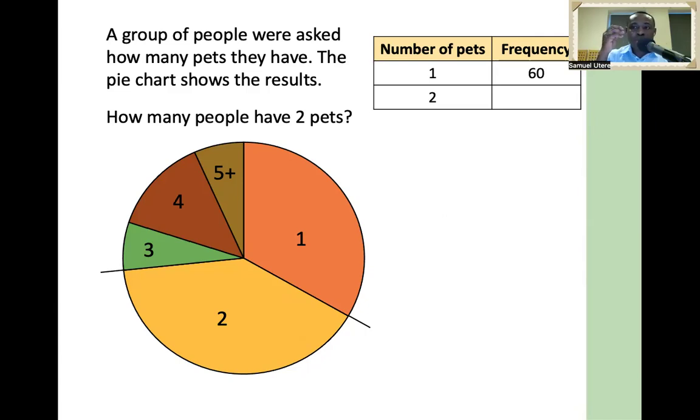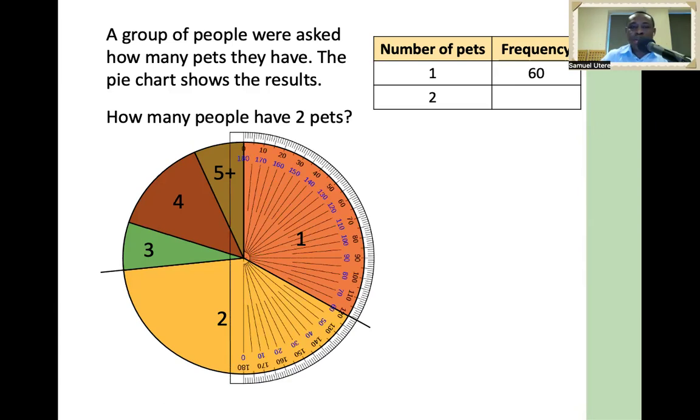Remember, to work out proportion, we need to know the fraction that portion of the pie chart represents. So let's measure the angle. We'll take a protractor and measure the angle for the number of pets, which is one pet. That will be 120 out of 360. Now remember, the whole lot is always 360 for a pie chart. So that gives us 1/3. So 1/3 of people have 1 pet.